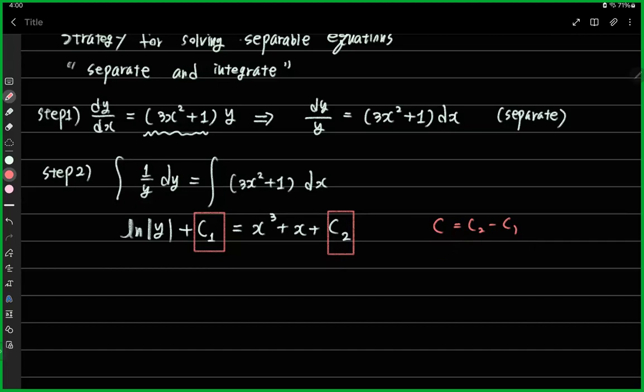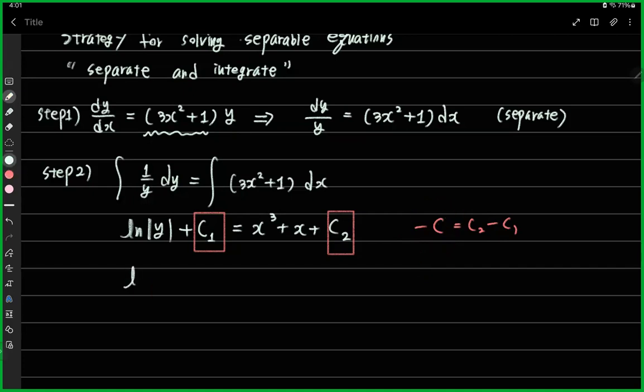This is a really important point. Don't worry too much about C1 and C2. Combining them, you can say C is C2 plus C1, doesn't matter. Or you can say C2 minus C, doesn't matter. Or you can put minus C, doesn't matter, because C will be determined by the initial condition. The initial condition is not here, so we don't know what C is. So even if you put the negative sign right there, the sign of the negative C will be determined by the initial condition.